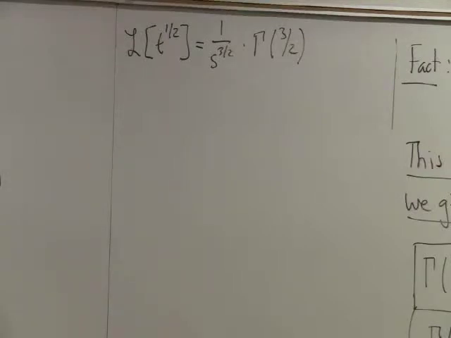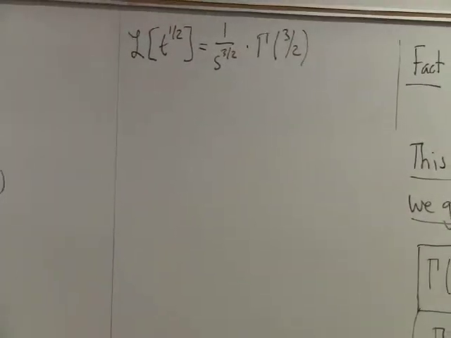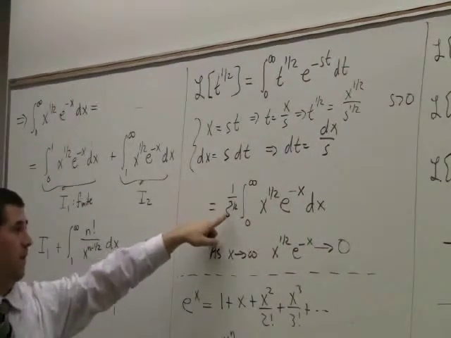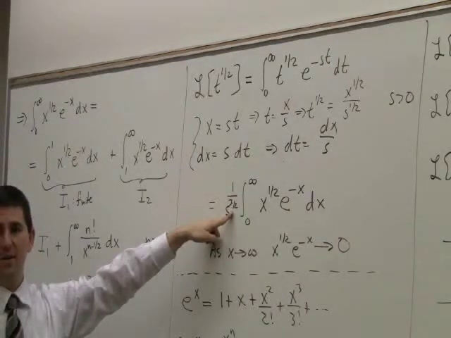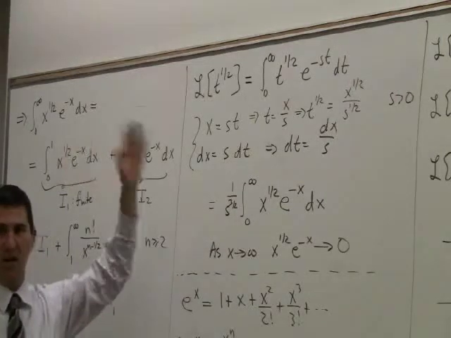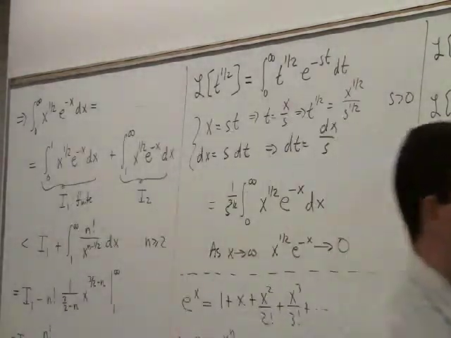So where's that coming from? Well, in general, if you have t to the p, you do the exact same substitution. And when you do that, instead of 1 over s to the 3/2 being spit out, you'll get 1 over s to the p plus 1. It's the exact same proof. Kind of. So what's p? p is going to be anything.